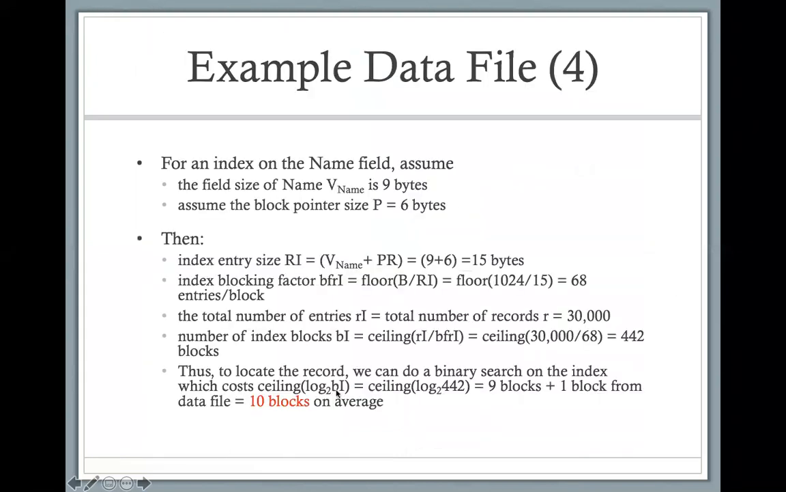So how much would it cost me to do a binary search on the index? I have log of the number of blocks of the index, which is log 442 blocks. That's 9 blocks. So I need to read just 9 blocks of the index. In the worst case, I might even finish earlier, reading fewer blocks depending on my query, plus 1 block from the data file to get to the record. So in total, 10 blocks on average.